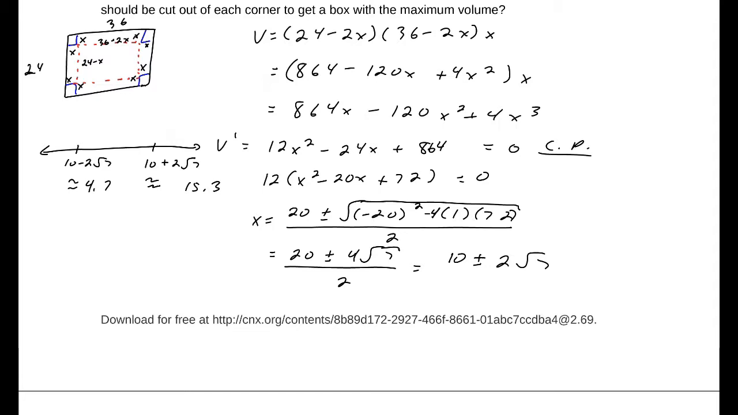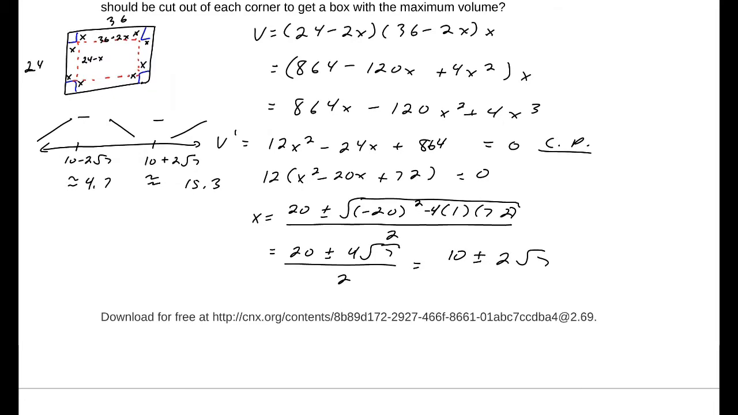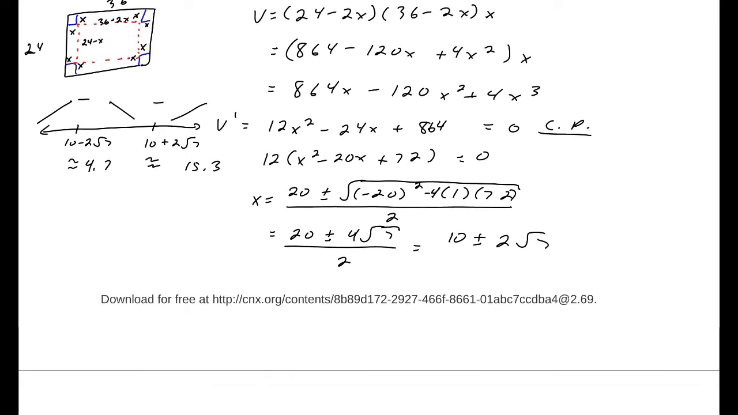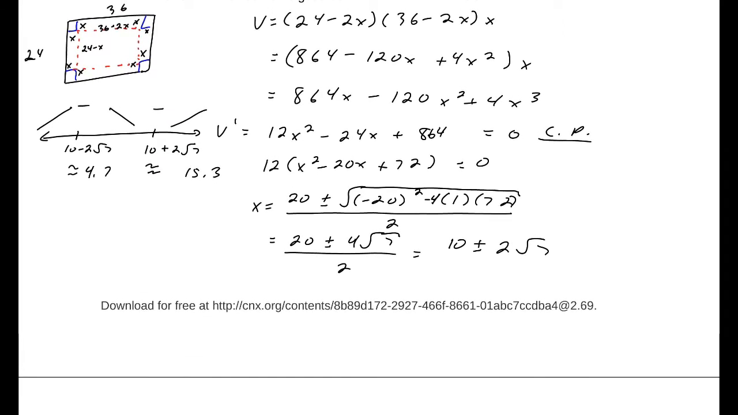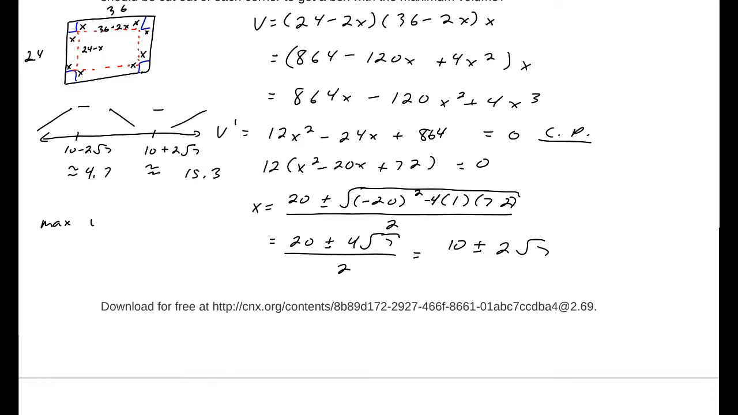So testing some points here, these are both 0. Our derivative is 0 at those points. It's increasing to the left, decreasing in between, and increasing. So it appears that we have a maximum at 4.7, or 10 minus 2 square root of 7. So we have a maximum volume of something at x equals 10 minus 2 square root of 7.